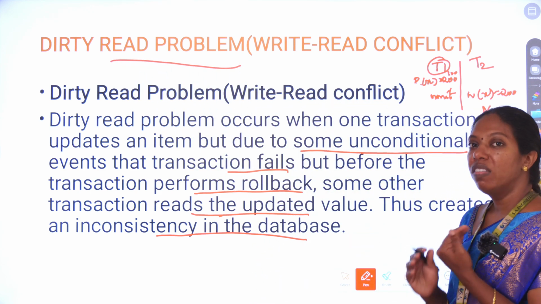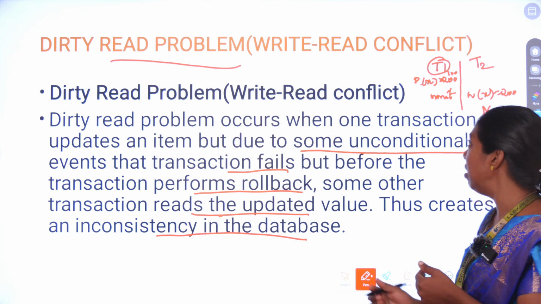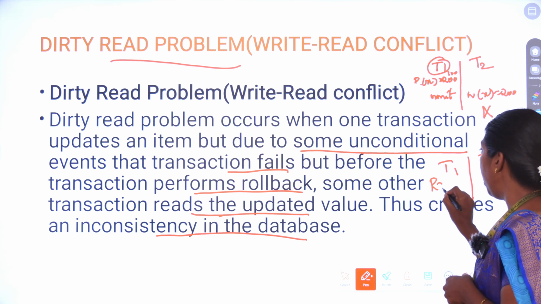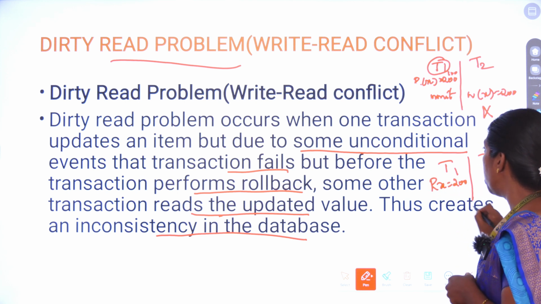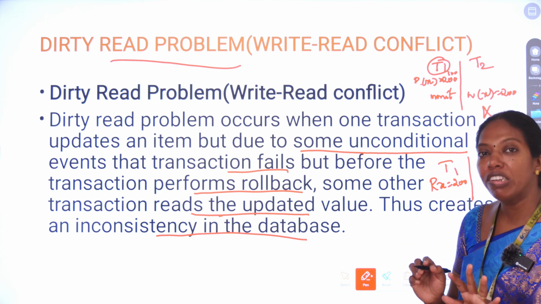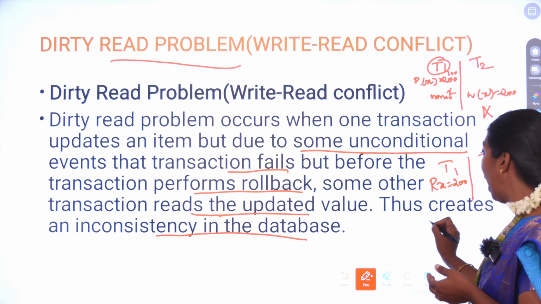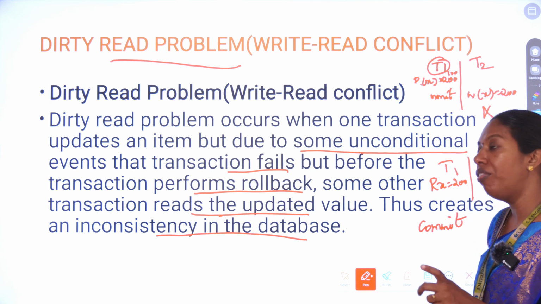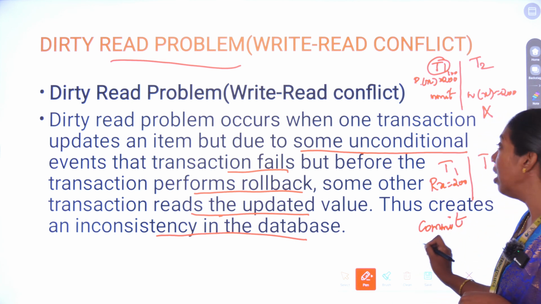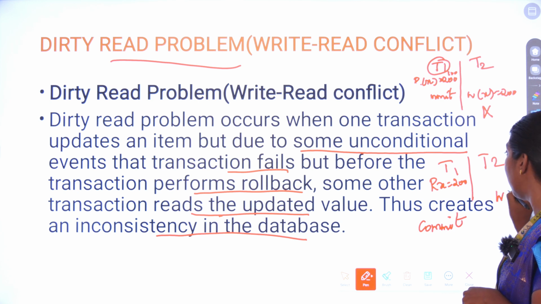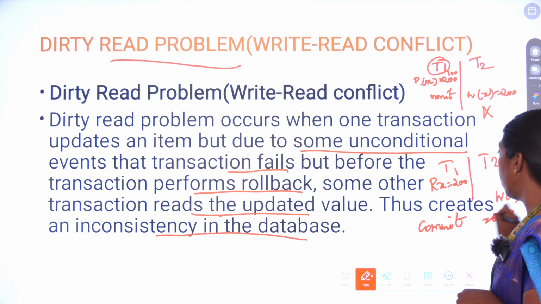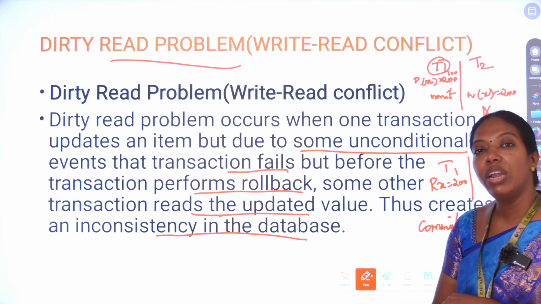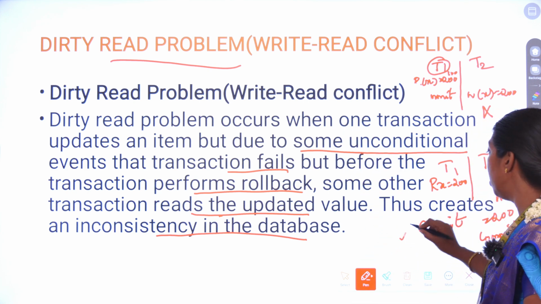How do we solve the dirty read problem? With the same T1 and T2, T1 does R of X is 200. Transaction T2 has to wait for some time until transaction 1 gives its commit. Once transaction 1 commits and its data is finalized, only then does T2 update the value and give its commit. Then it gives the solution for the read-write problem. This is the correct approach.